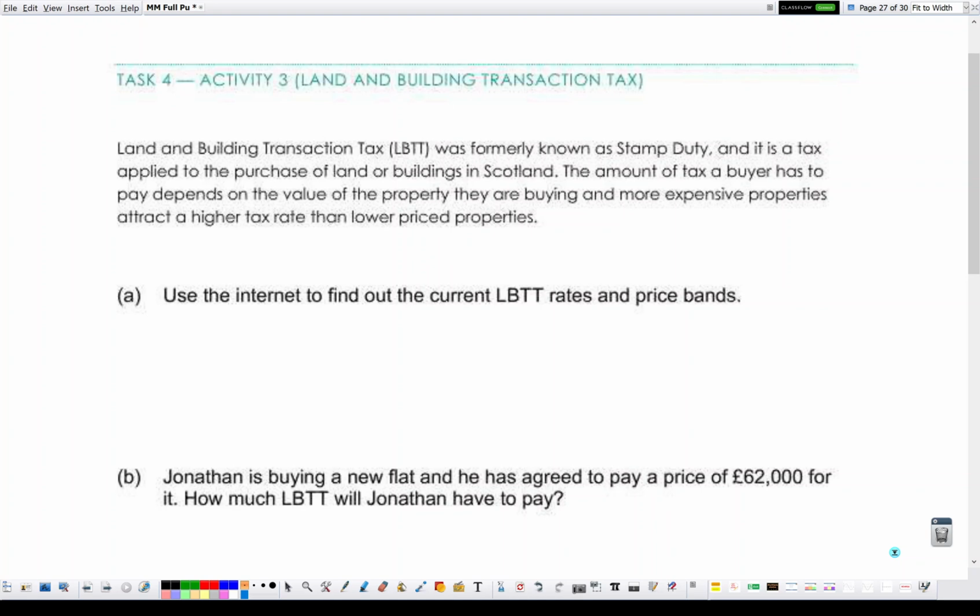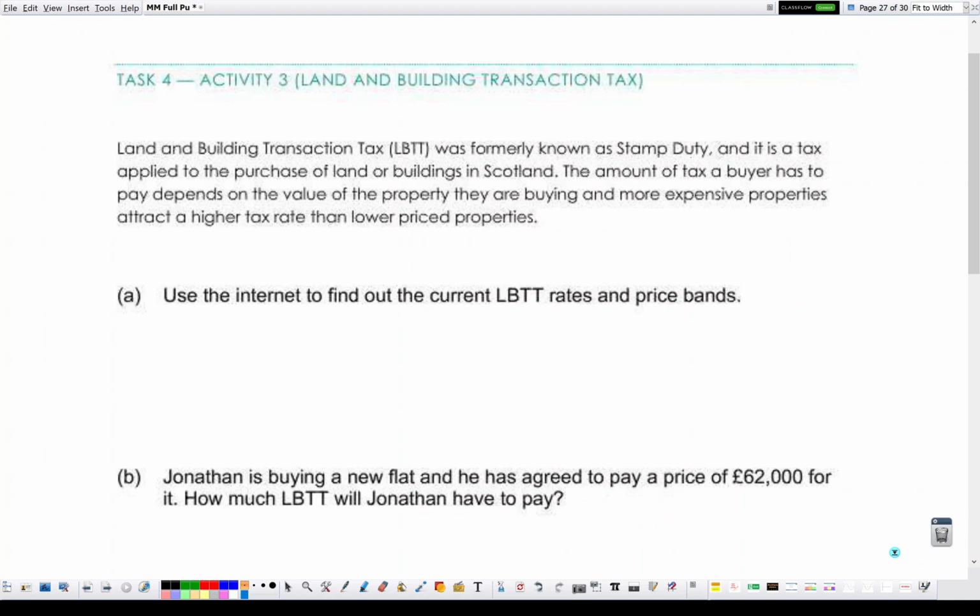So task 4 activity 3 is what we're now on to, which is land and building transaction tax. Okay, so land and building transaction tax, which is shortened to LBTT, has historically been known as stamp duty. So if you have parents, mum and dad, aunt and uncle, gran and grandpa, and go and ask them about stamp duty, that's what they're talking about. It's now called land and buildings transaction tax. It used to be called stamp duty.